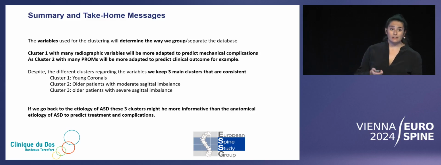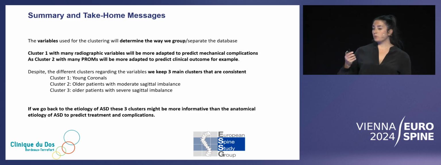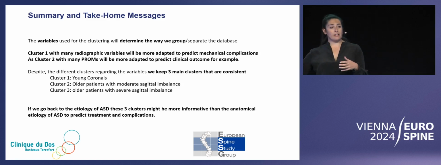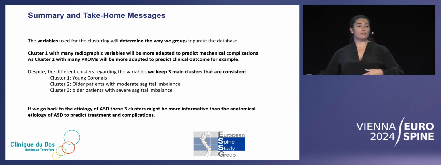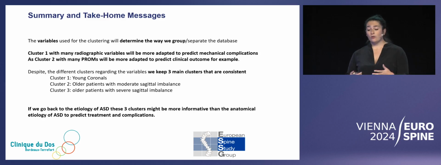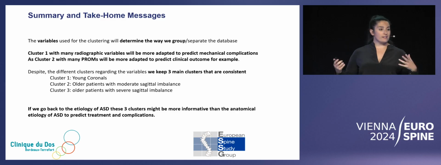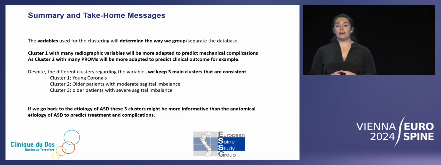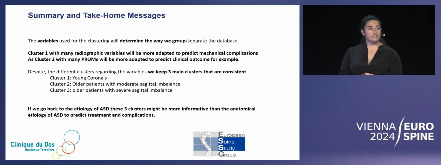The variable choice is still important because it will determine the granularity and the detail of the information that we're going to obtain from a specific cluster. So obviously, if we want to think about a study on clinical parameters, then it's going to be useful to use more PROMs, health-related quality of life data. For a study on, for example, mechanical complications, the use of radiographic parameters might be more meaningful. So similar clusters, but it gives a bit more detail and granularity depending on the study that we want to perform.